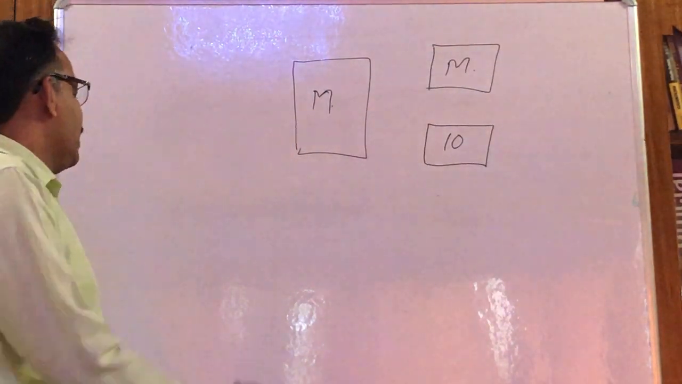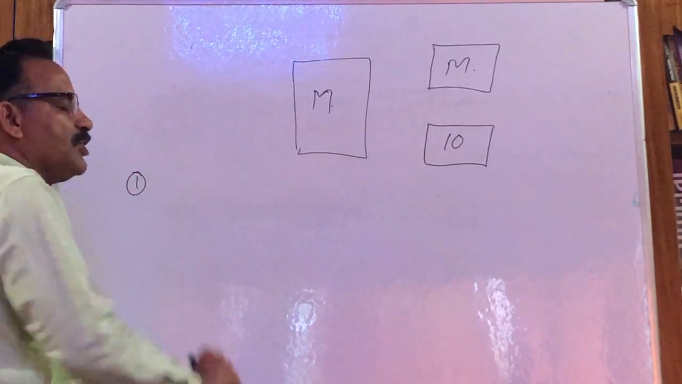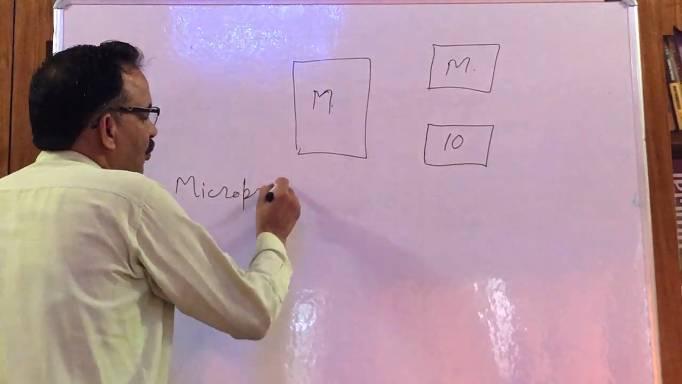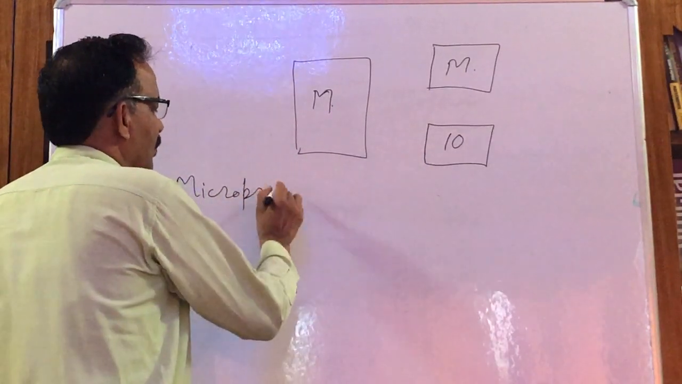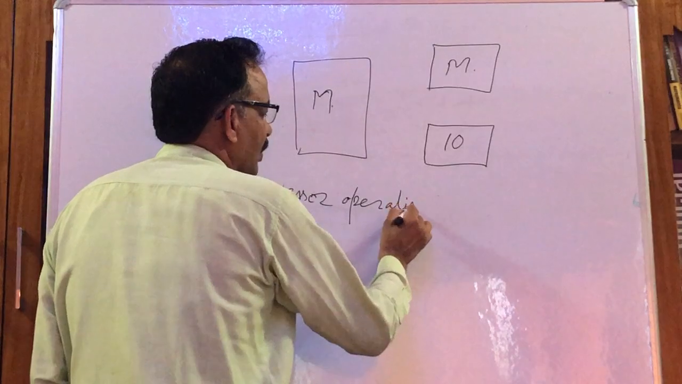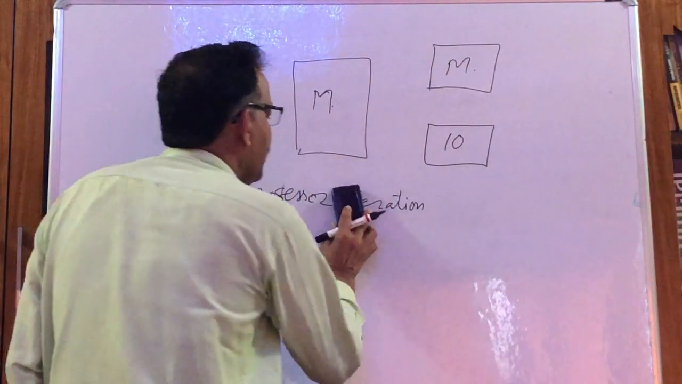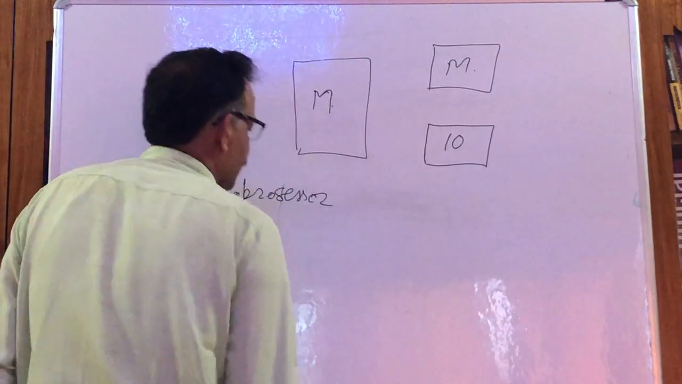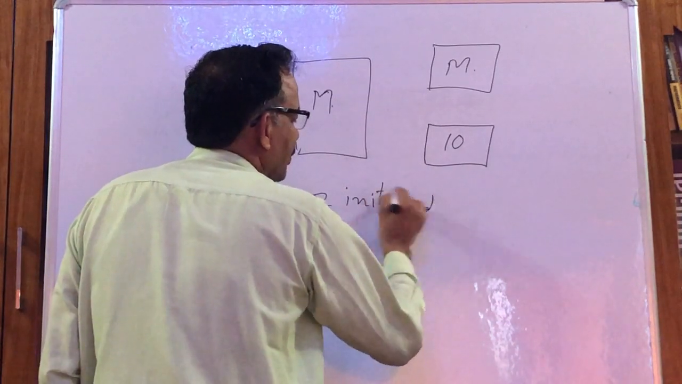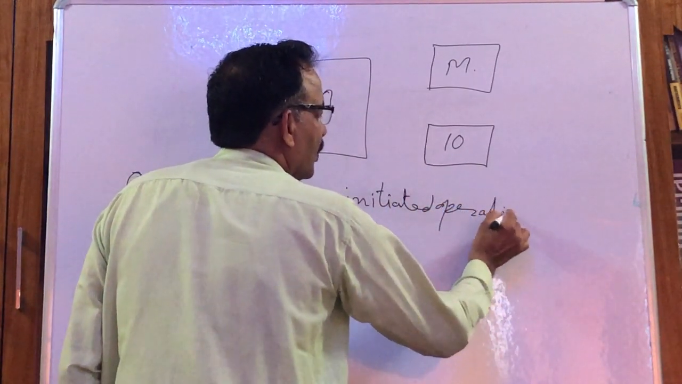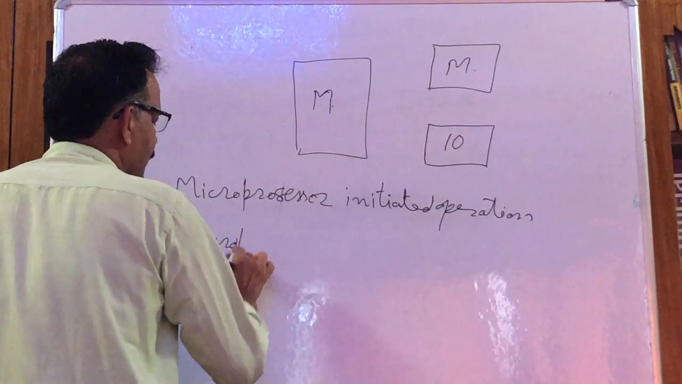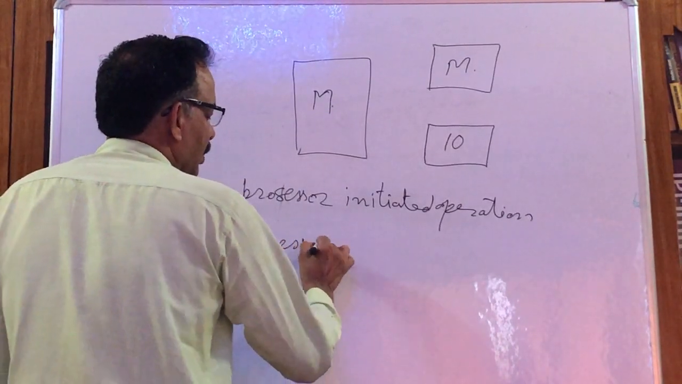And here we define three operations. The first one is the microprocessor initiated operation. Then the second one is the microprocessor internal operation.